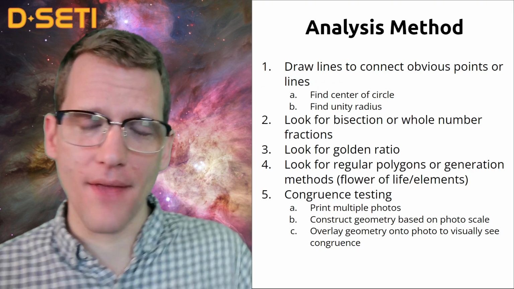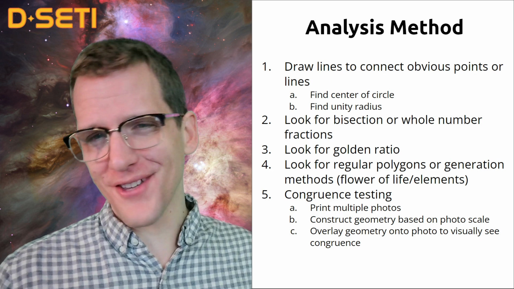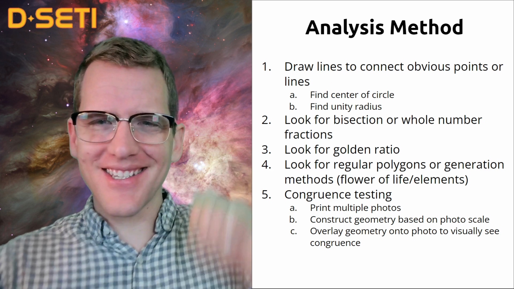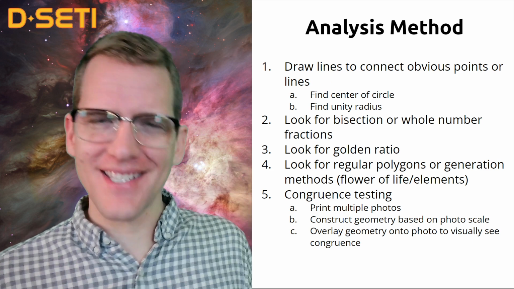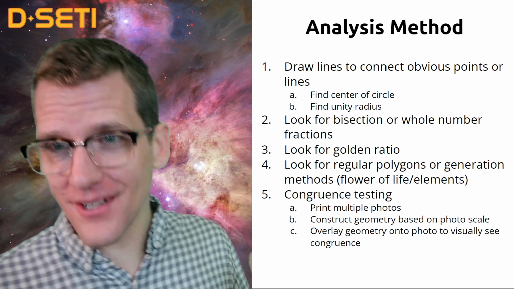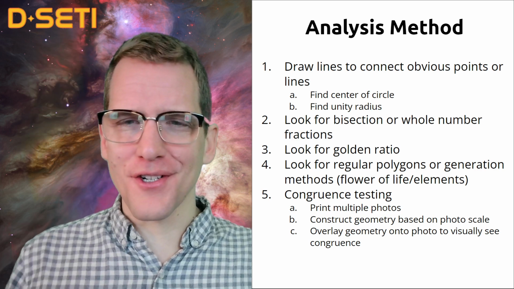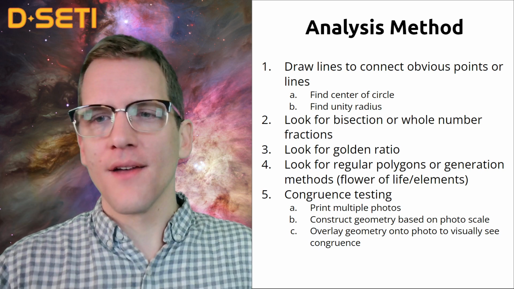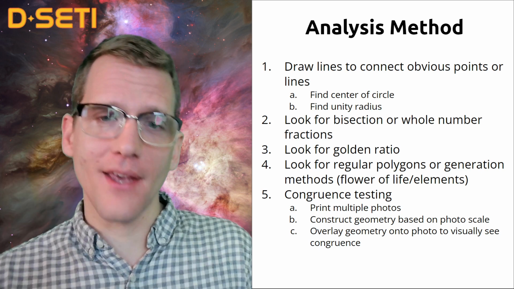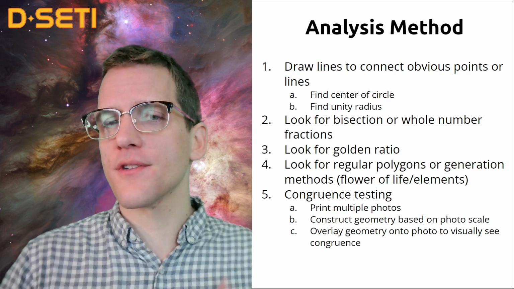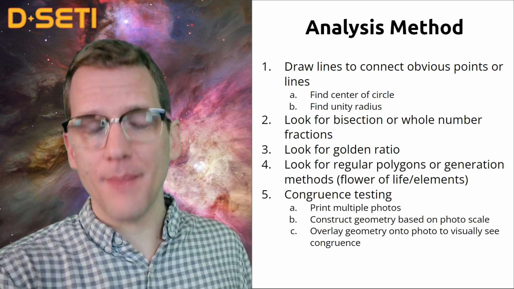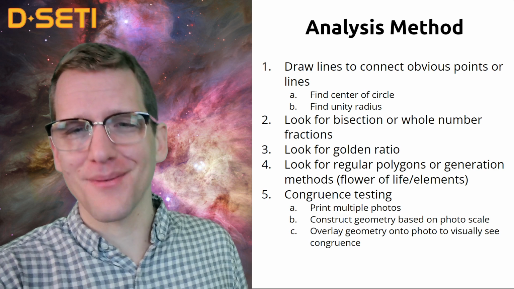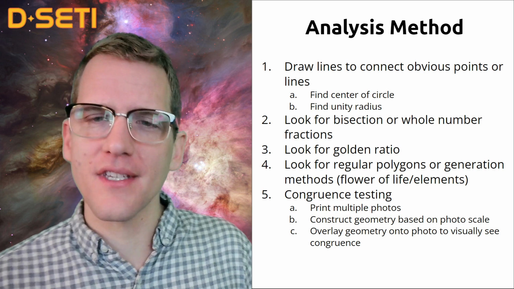My analysis method is simple. I print out the crop circle, I start drawing lines to connect the obvious places. I find the center of the circle, and then I find the unity radius. Then I'll draw the circle on another piece of paper. I start to look for bisections or whole number fractions. Sometimes I just start counting up the points of the figure that emerged, or the dots or whatever, and I go, oh, I bet it's 6. Divide this by 6 or whatever, and lo and behold, most of the time it's the case.